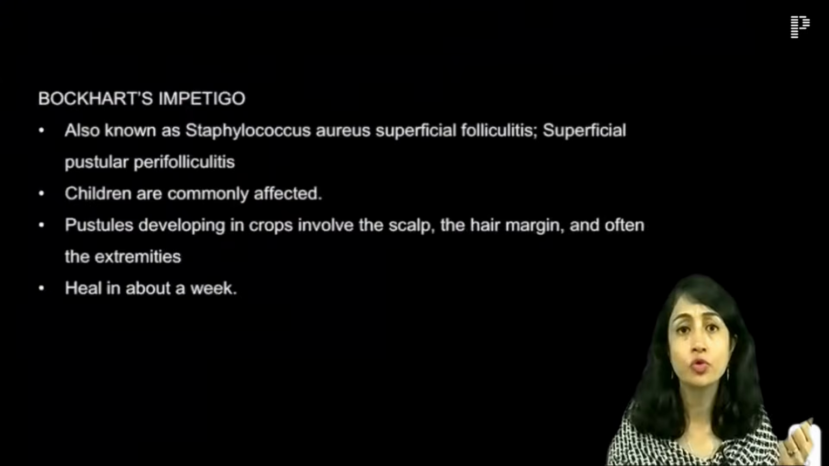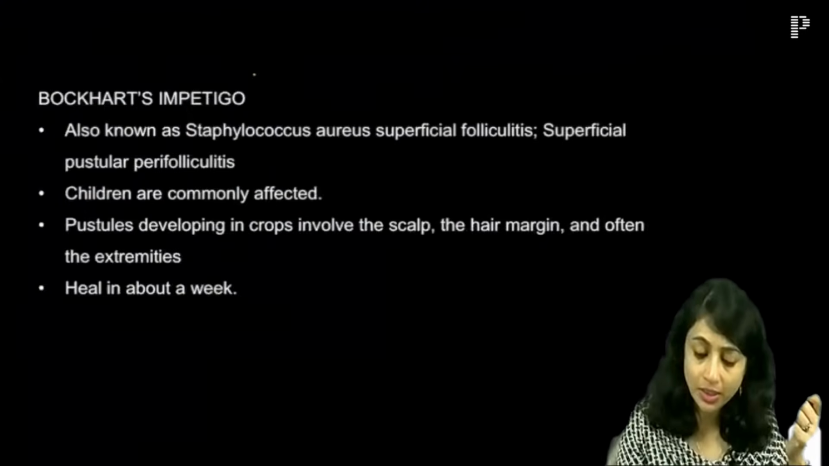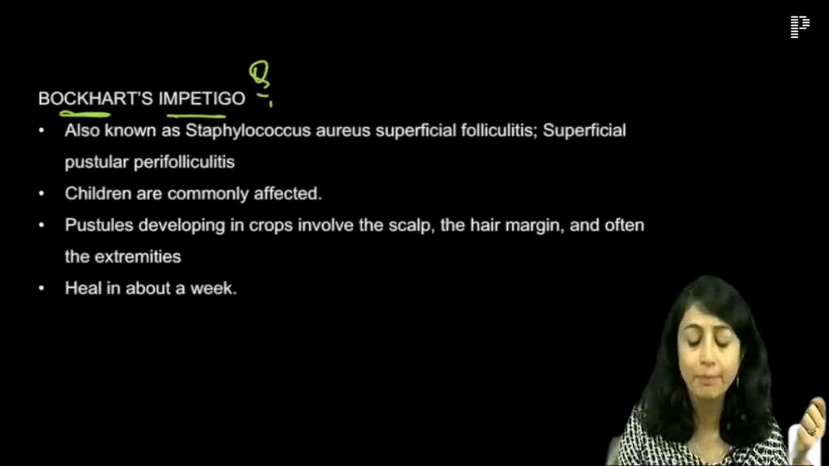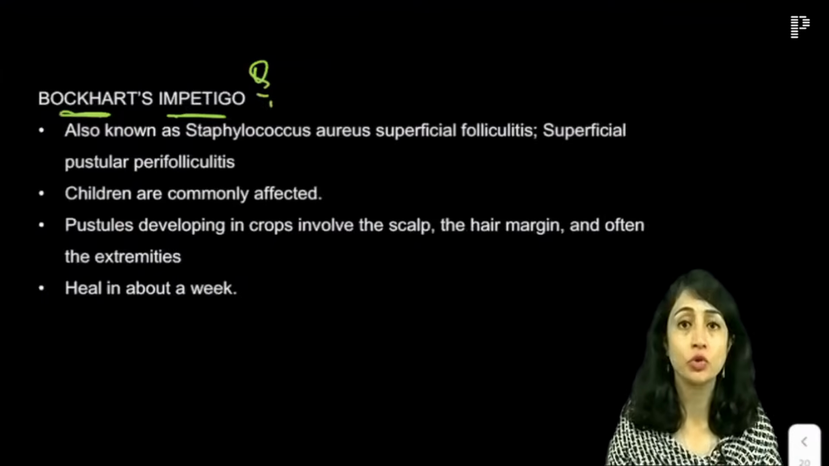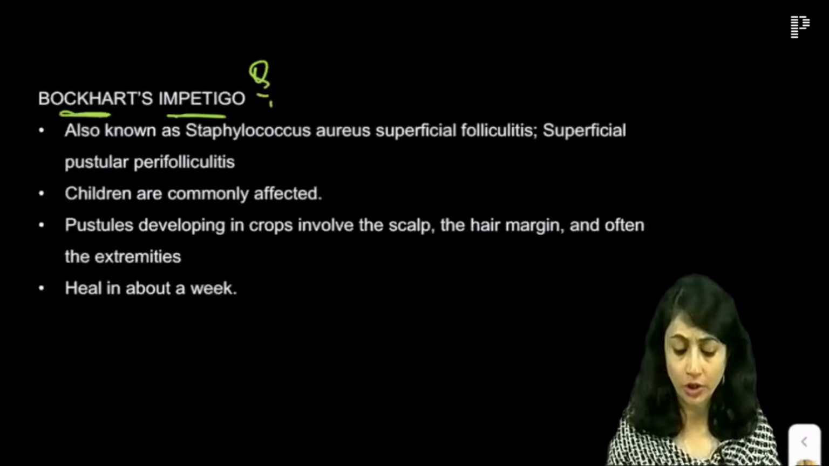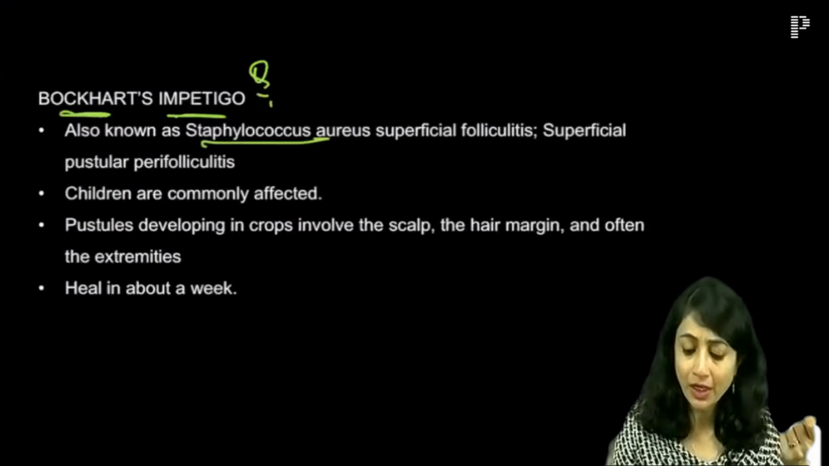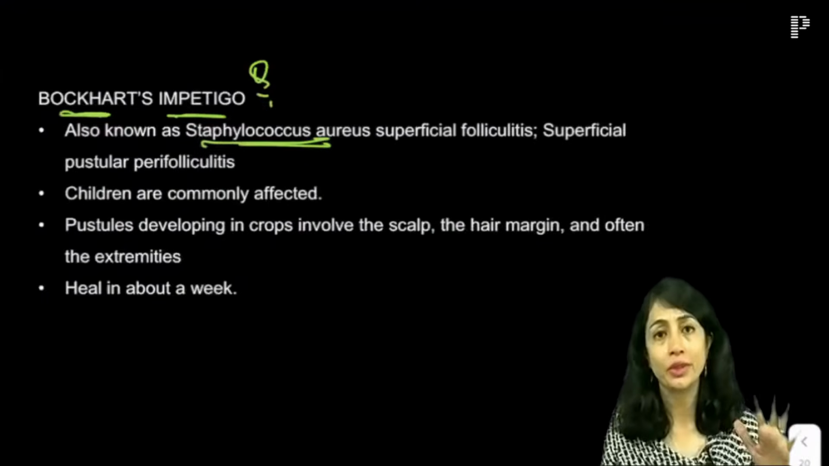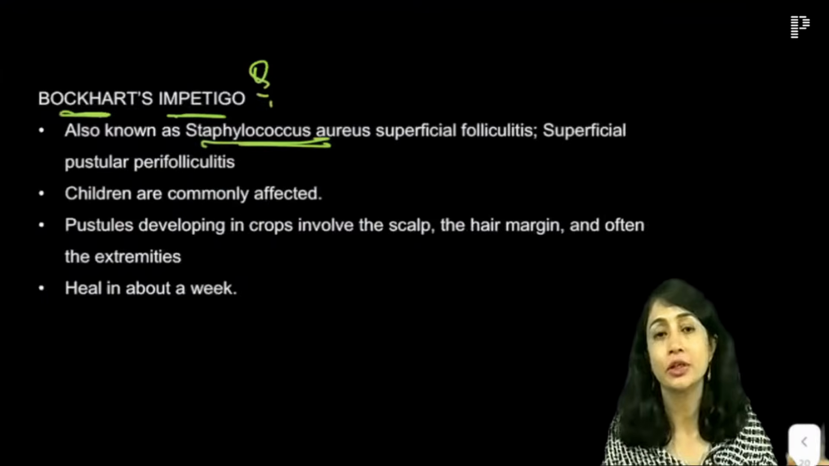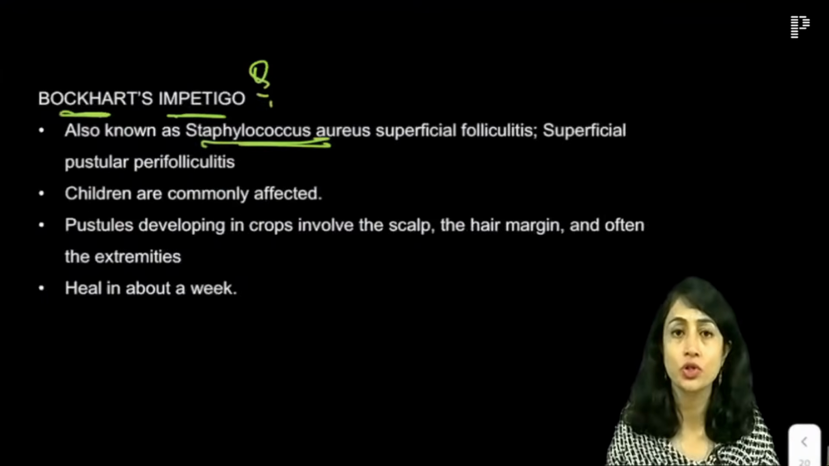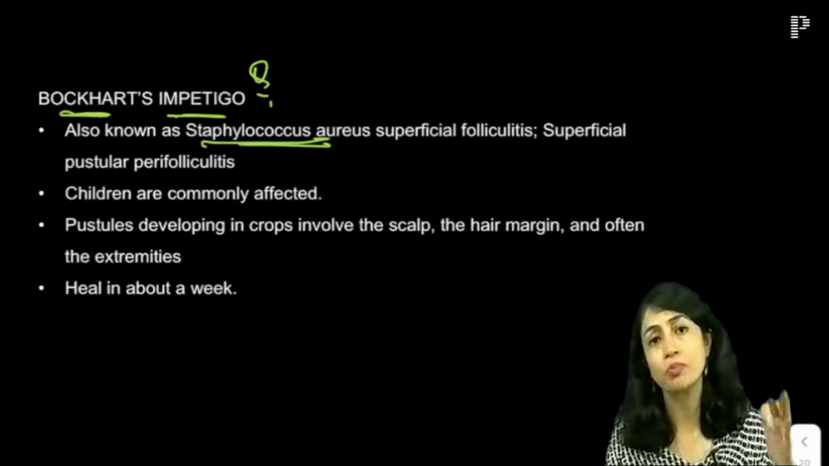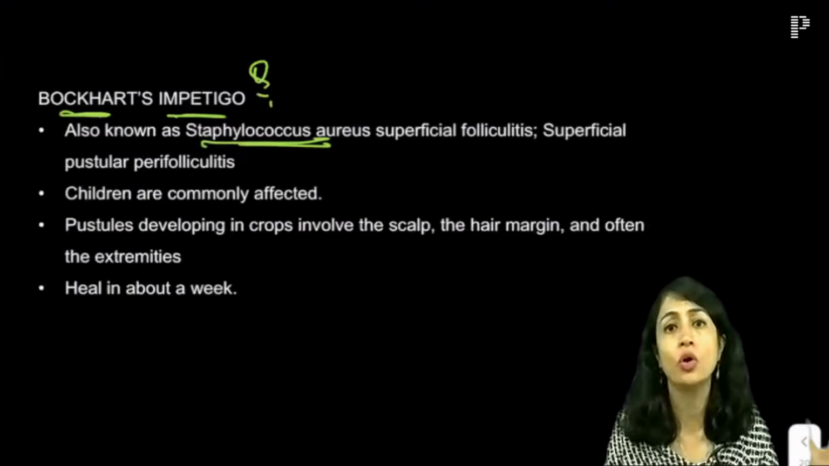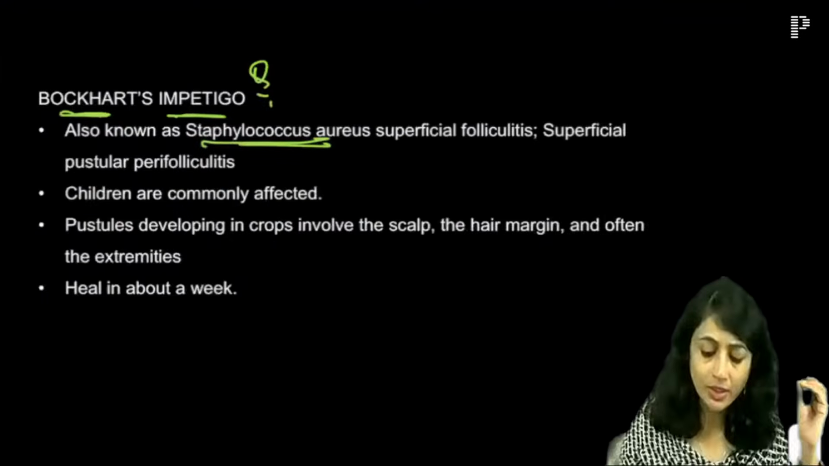There is a form of superficial folliculitis which is asked in exams, called Bouchard's impetigo. Now, it's a misnomer. This is not an impetigo, and that is why they give you this in the exam. Bouchard's impetigo is actually superficial folliculitis caused by Staphylococcus aureus. Now, remember one thing, all kinds of follicular infections are caused by Staphylococcus aureus, so there is no confusion there. In non-follicular infections, we were talking Streptococcus, Staphylococcus. In follicular, all infections are caused by Staphylococcus.